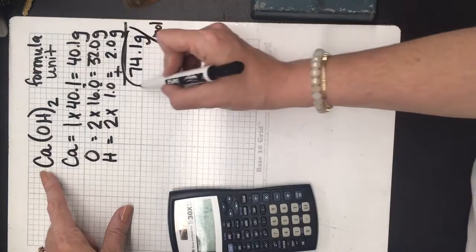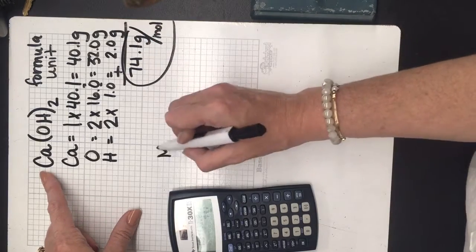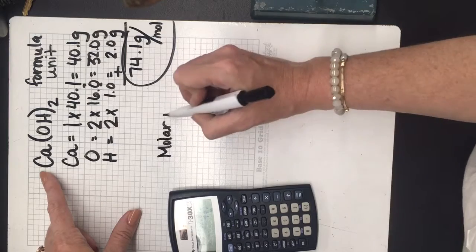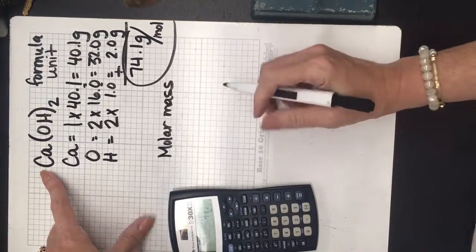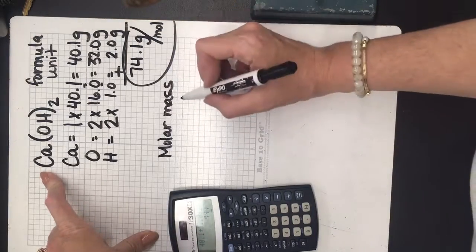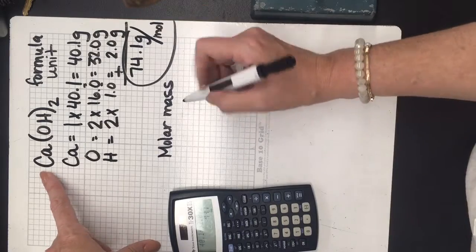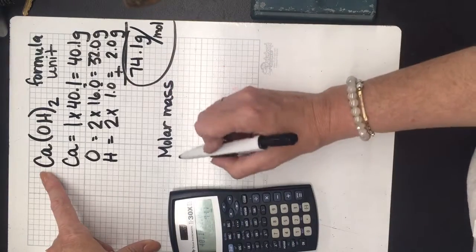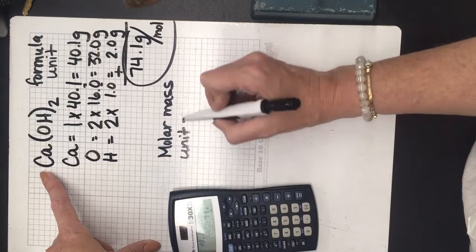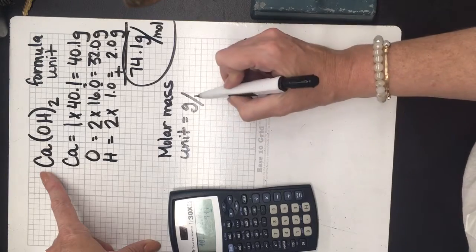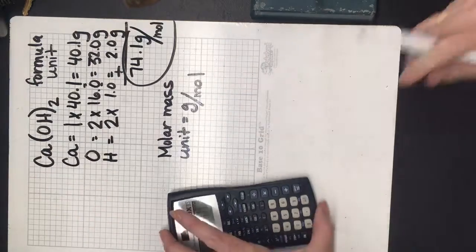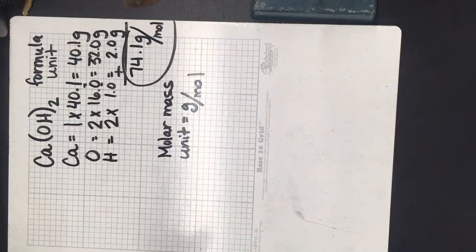So this 74.1 is the molar mass of calcium hydroxide, and you can see from this particular problem and from all problems that the unit for molar mass is grams per mole. So I think that's all that you'll need to help you through the rest of the molar mass practice worksheet.